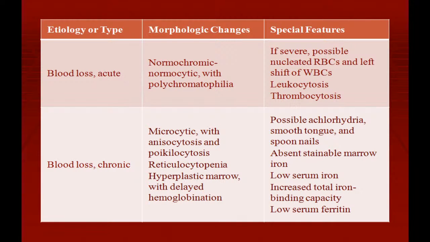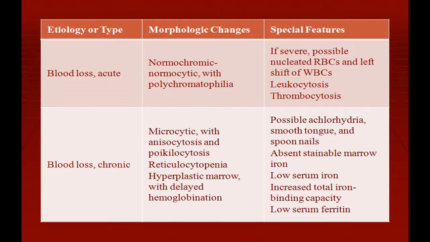You see that in acute blood loss, erythrocytes are normochromic and normocytic. In severe cases, we may see nucleated RBCs and left shift of white blood cells, and sometimes leukocytosis and thrombocytosis, which show us a disaster in organism, because blood loss, it's a disaster.